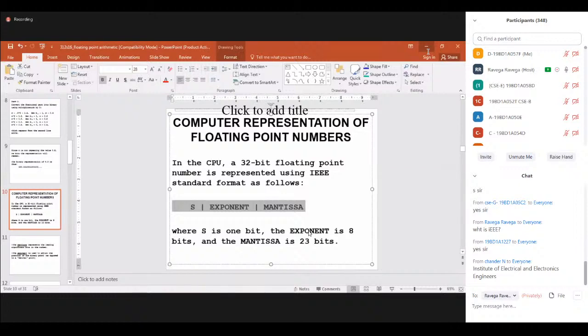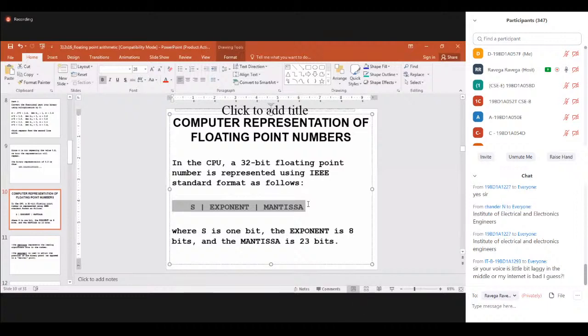Why I'm stressing IEEE is because it is very important for our computer science students to know. IEEE gives the standards of formats. Even when you are going for ASCII codes, I hope you all know what ASCII codes are. In the same way, a particular format is given by IEEE. Anyway, coming back to our subject.